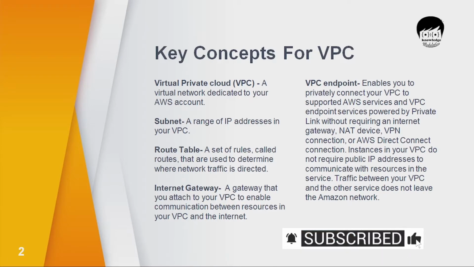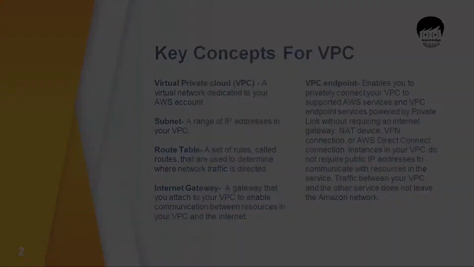The fourth one is internet gateway, a gateway that you can attach to your VPC to enable communication between resources in your VPC and the internet. Because we are creating a virtual private network, and it has to communicate with the internet, for that purpose we have to attach one internet gateway so that outsiders can communicate easily with your VPC. So we'll discuss them one by one.